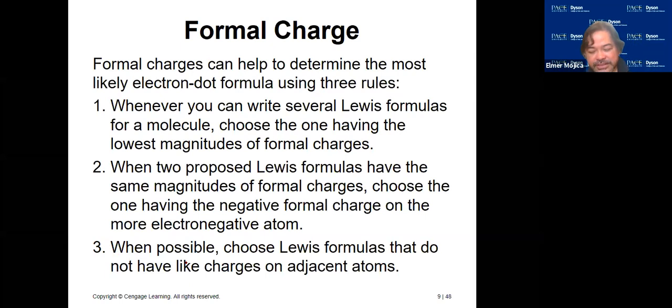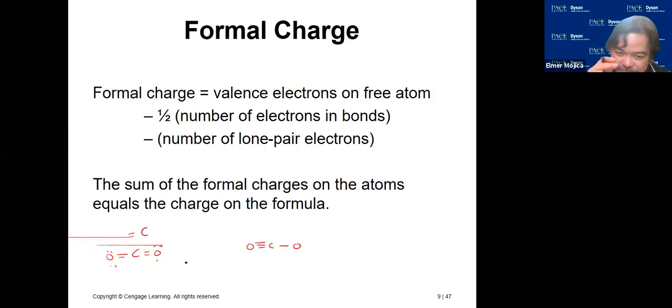Okay? Formal charges, they can help determine the most likely Lewis structure using three rules. Whenever you can write several Lewis structures for a molecule, you choose the one having the lowest magnitude of formal charges. And when two proposed Lewis structures have the same magnitudes of formal charge, choose the one having the negative formal charge on the more electronegative atom. And when possible, choose Lewis structures that do not have like charges on adjacent atoms. So let's try to work on this. How are we going to assign the formal charge here? So let's say the first one.